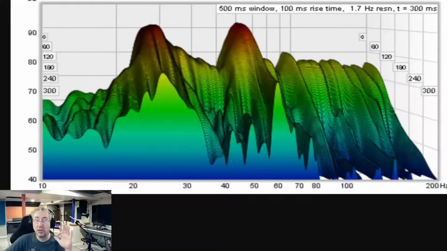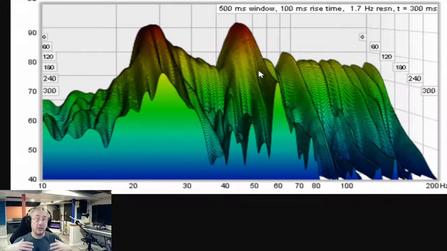Now, here's a more typical chart for a home recording studio. And again, they're doing the same thing. They have it narrowed to a 300 millisecond window, which really you should give it the 400 milliseconds so you can really see what's going on. And again, they're only looking at the lowest bass frequencies from 10 hertz up to 200 hertz. This is all bass stuff. And you can see a big problem here, especially here around 30 hertz, especially here around 60 hertz.